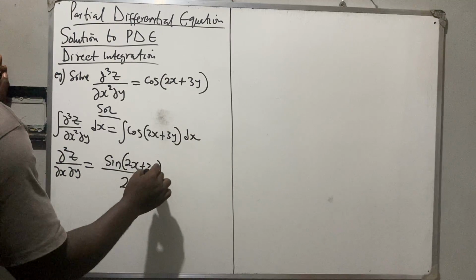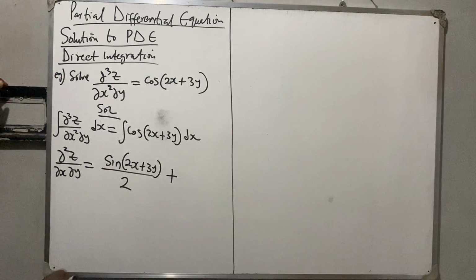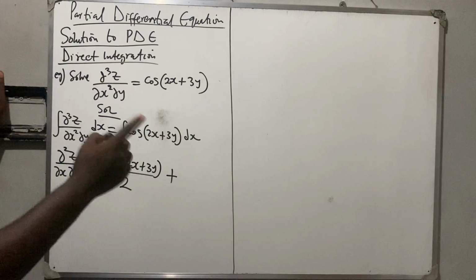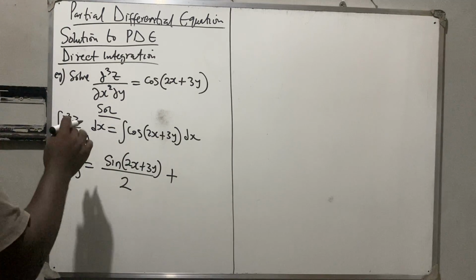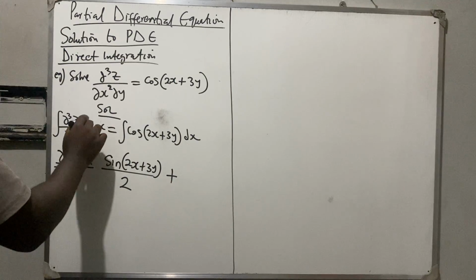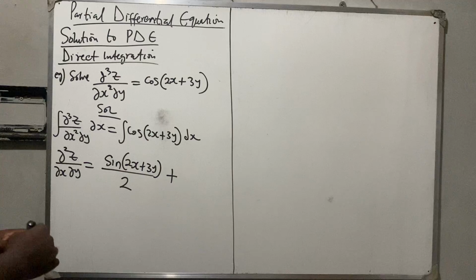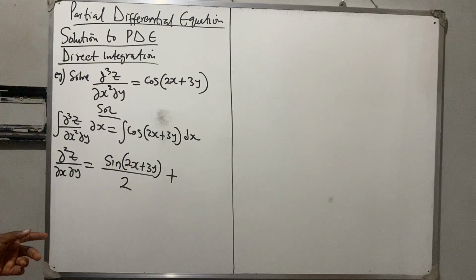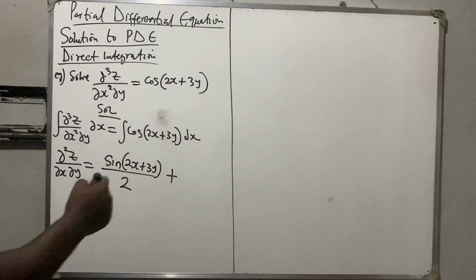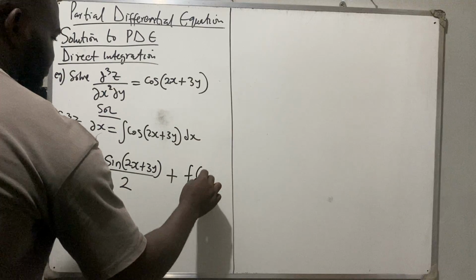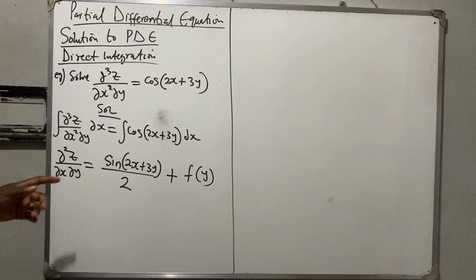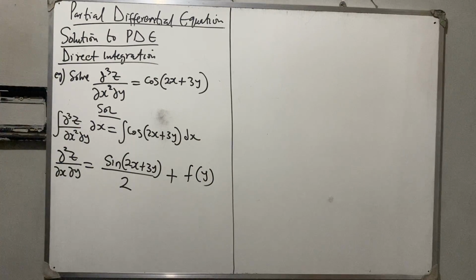Then plus, instead of an arbitrary constant, we're going to have an arbitrary function. Because this is a partial derivative, the arbitrary function is going to be with respect to y. So anytime you integrate with respect to x, the function you are putting will be with respect to y. So I'm going to have an arbitrary function of y, because I integrated with respect to x. Now we're going to integrate again with respect to x.